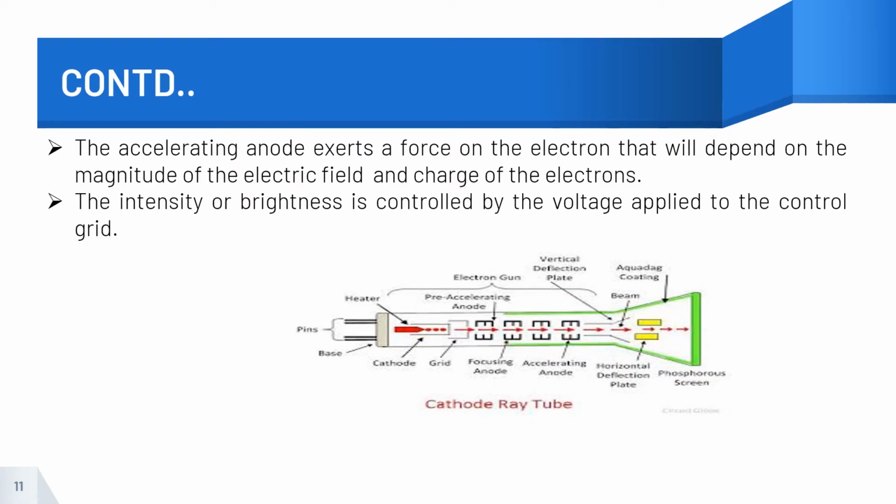The accelerating anode exerts a force on the electron that depends on the magnitude of the electric field and the charge of the electrons: F = QE.